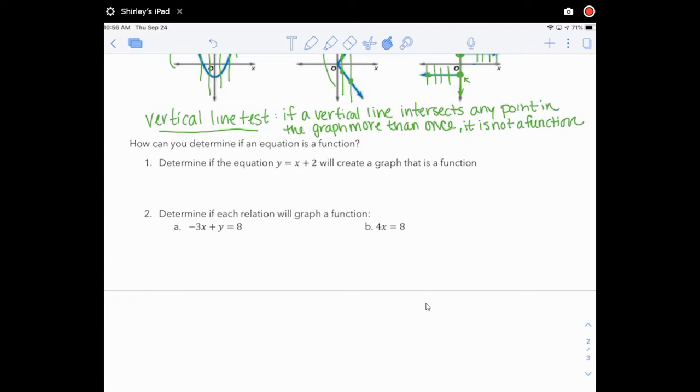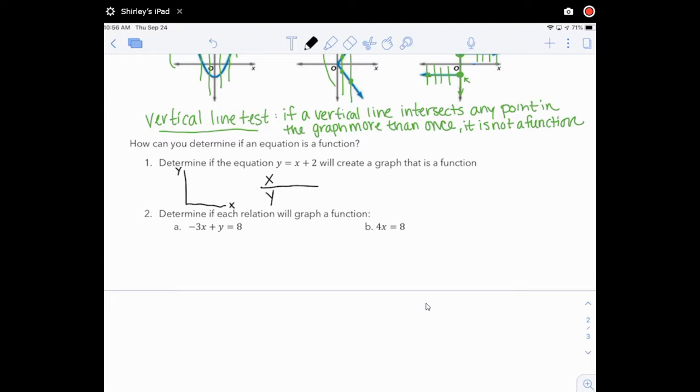So what we're going to do now, if I'm given this equation, I can quickly come up with a few points, sketch the graph, and then use my vertical line test to determine if it's going to be a function or not. Okay, so what that means, I'm going to start with my small sketch, and I'm going to say this is x and this is y. So then I'm going to create a table of values. So I'm going to do x and y.